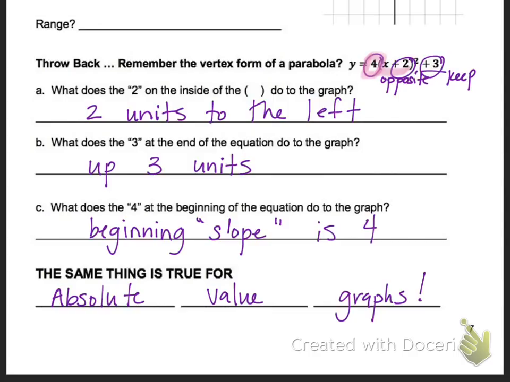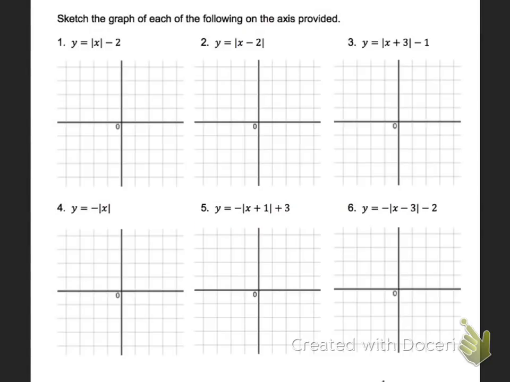So the vertex form for a parabola is very similar to the vertex form of an absolute value. Here we have parentheses with a squared on the outside. If I were to take that away and just put absolute value signs there, it would still do the same thing. It would just look like a V instead of a U. So kind of cool. So we're going to look at some of these graphs.